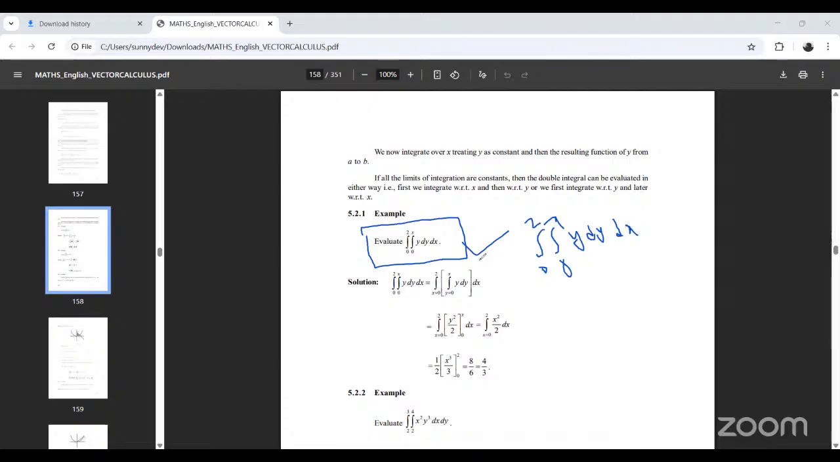So here, how do we know which are the x limits and which are the y limits? See, the y limits they are giving in terms of x.